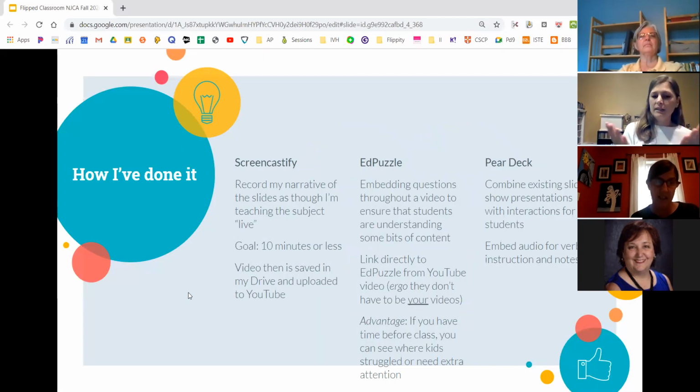So how I've done it, and this is by no means an exhaustive list of how you can flip your classroom. So I had presented on Screencastify last month. With Screencastify, I record my slideshow as though I'm teaching it live in a classroom. A quick note, and this kind of goes back a couple of slides too. When we first started talking about a traditional lesson, we said that a traditional lesson was like a class period, which could be between 45 and 60 minutes.